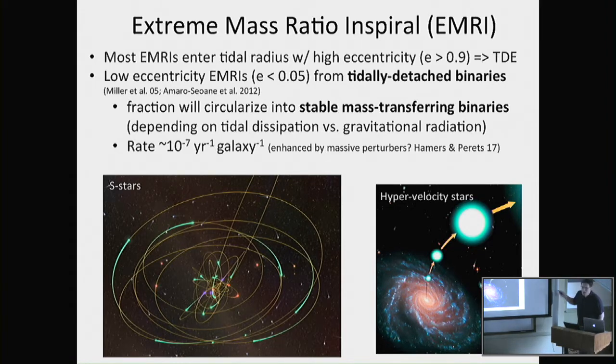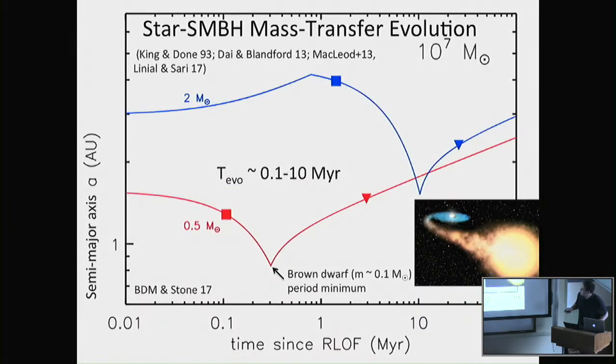But there is this idea for creating lower eccentricity EMRIs from tidally detached binaries. So you have a binary that comes in, one star interacts with the black hole, one star is ejected as a hypervelocity star, and the other star gets placed into a more eccentric orbit, which then over time circularizes through gravitational waves. And by the time it enters the tidal sphere, it can be quite low eccentricity, so that it may actually not be disrupted, but circularize, I'll discuss that in a second, and feed mass onto the black hole slowly. But the rates of these are probably 1,000 times lower than the tidal disruption event rate. I'll get back to in a second why that may not be so relevant.